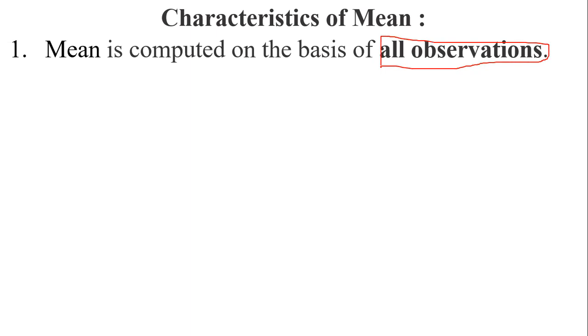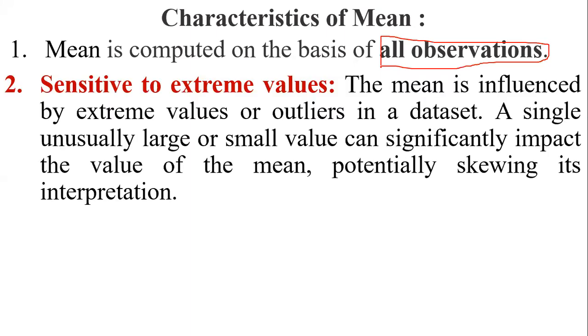When you are looking for mean, it includes every other observation in our data set. And the second characteristic is that mean is sensitive to extreme values. The mean is influenced by extreme values or outliers in a data set. A single value, usually large or small, can significantly impact the value of the mean, potentially skewing its interpretation.